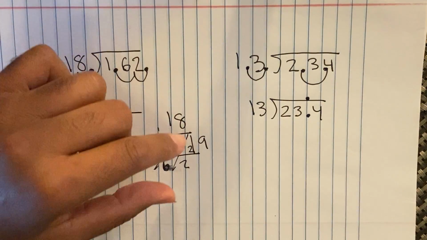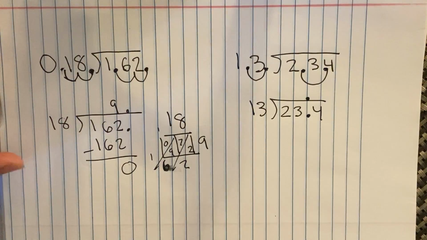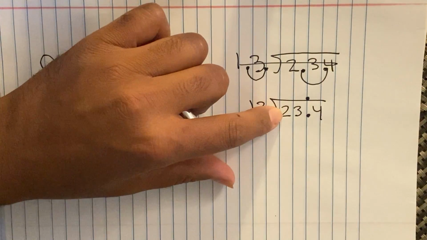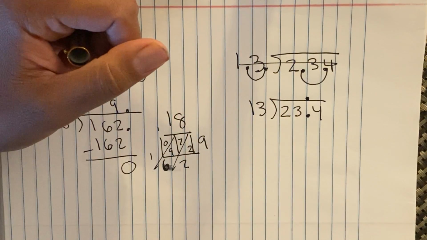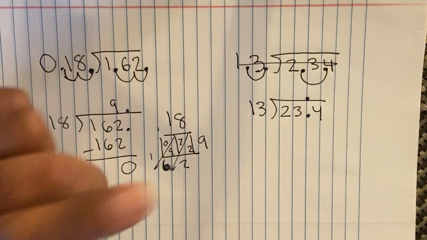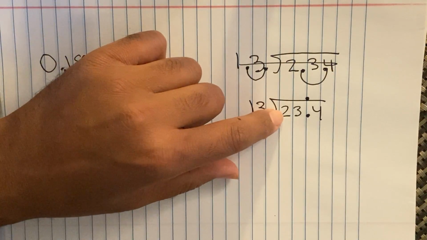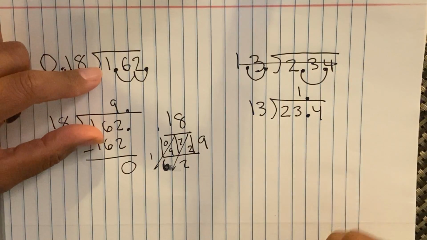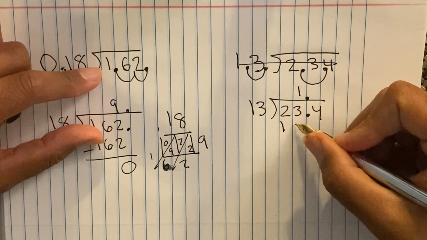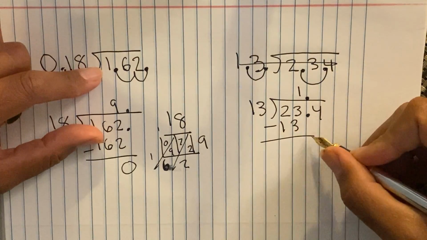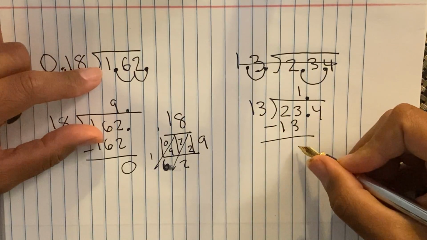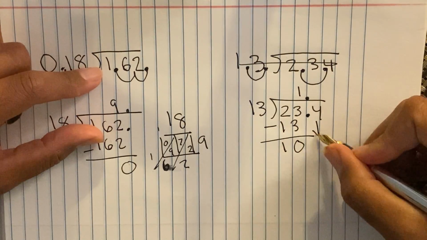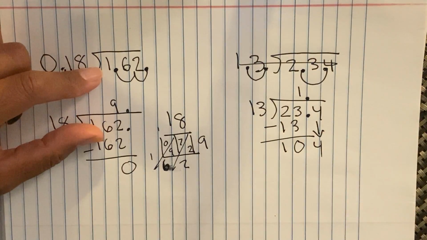Okay? Now let's do the same process we did in the one before. Okay, we don't need this one anymore. 13, can it go into 2? Nope, 2 is too small. But guess what? It can go into 23. And it can go into 23 one time. 1 times 13 is still 13. We subtract. 3 minus 3 is 0. 2 minus 1 is 1. And we need to drop the 4.